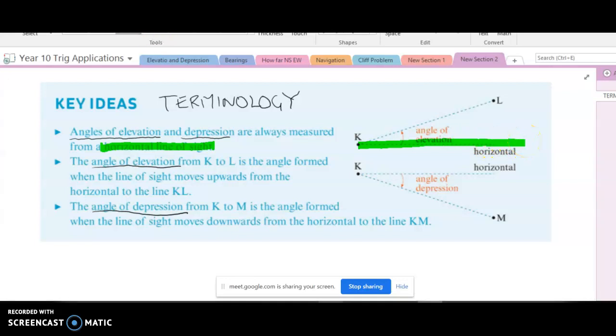And that is as if you were looking up at an object. In other words, you're tilting your head up. We call that the angle of elevation. You might be looking at a bird.